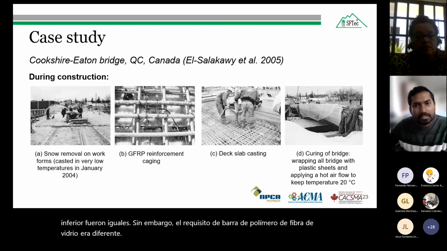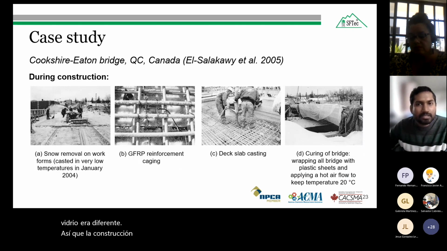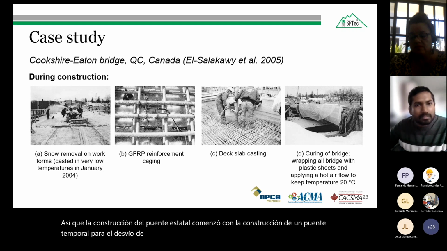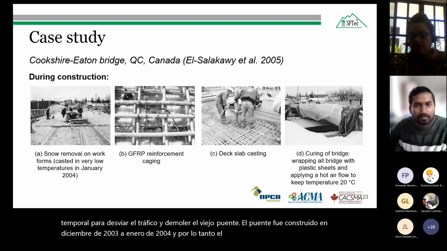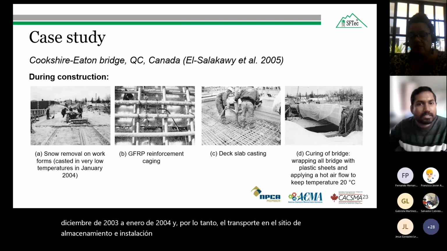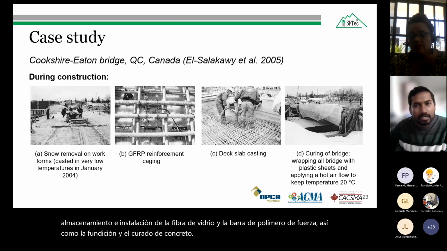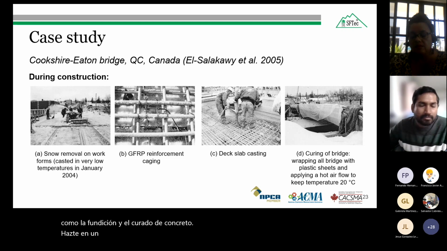The construction of the bridge started with building a temporary bridge for traffic detour and demolishing the old bridge. The bridge was constructed from December 2003 to January 2004, and therefore the transportation, on-site storage and installation of the glass fiber reinforced polymer bar, as well as concrete casting and curing, were done in a harsh environment under snowfall and low temperature between -10 and -20 degrees Celsius.